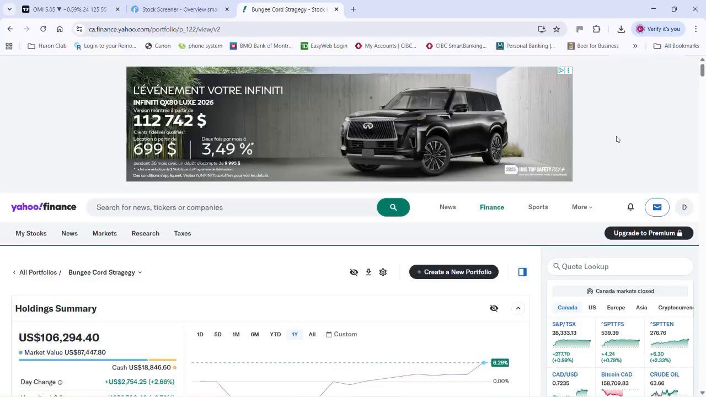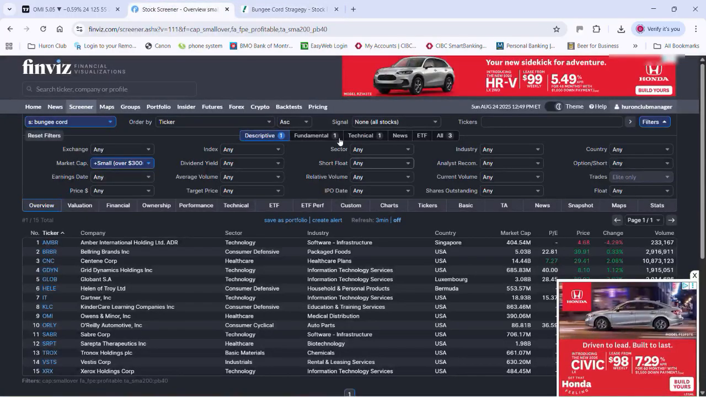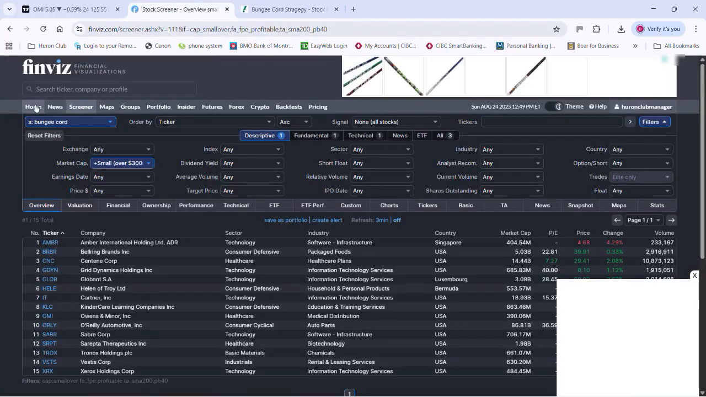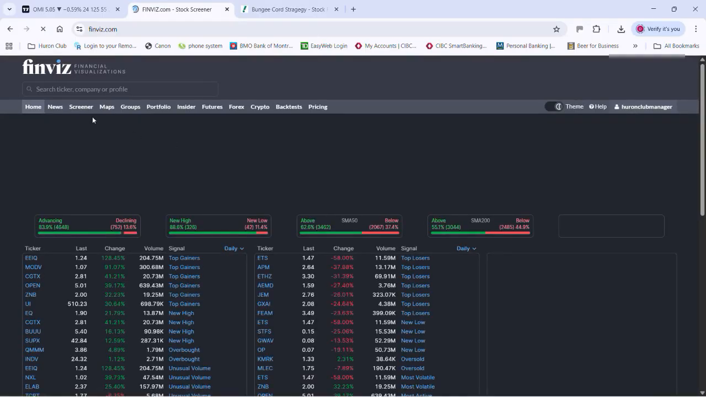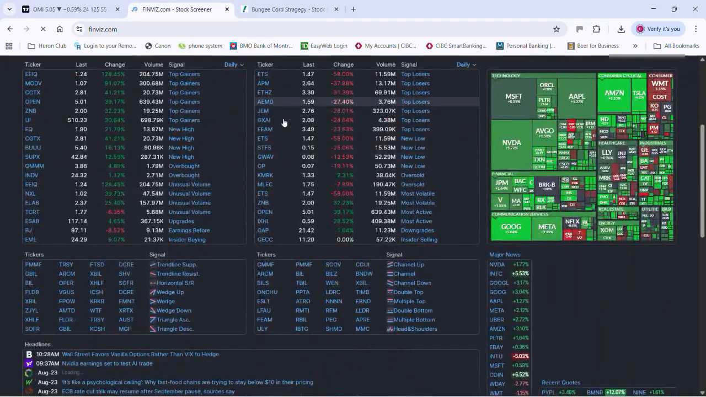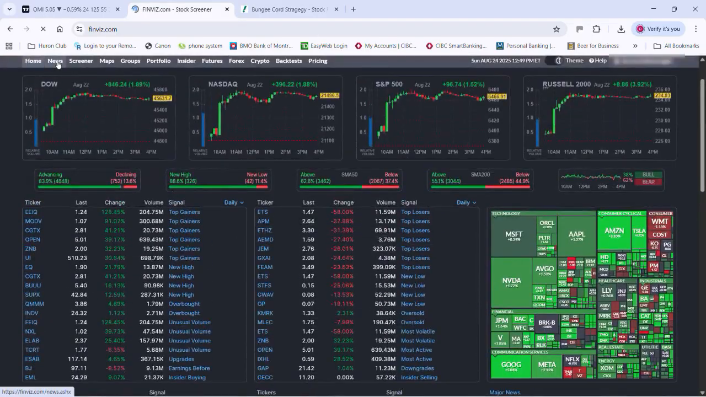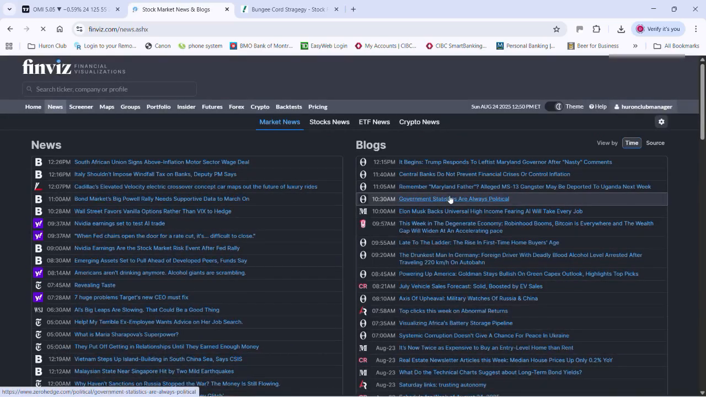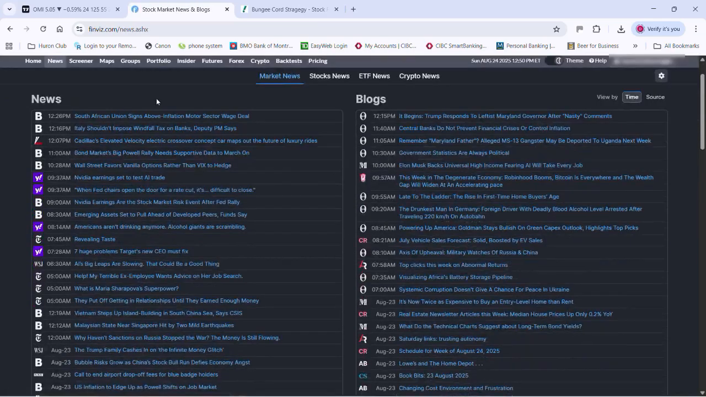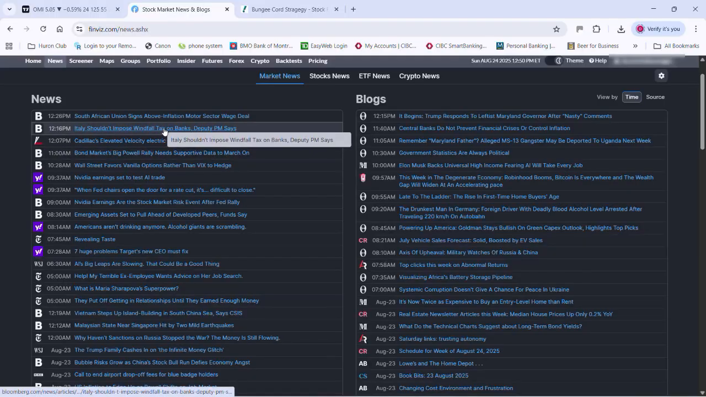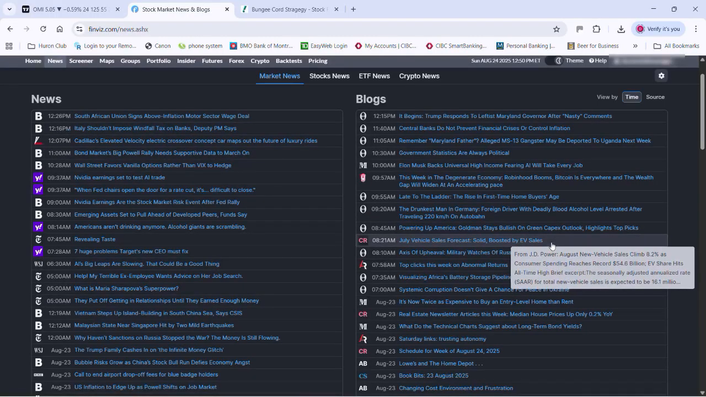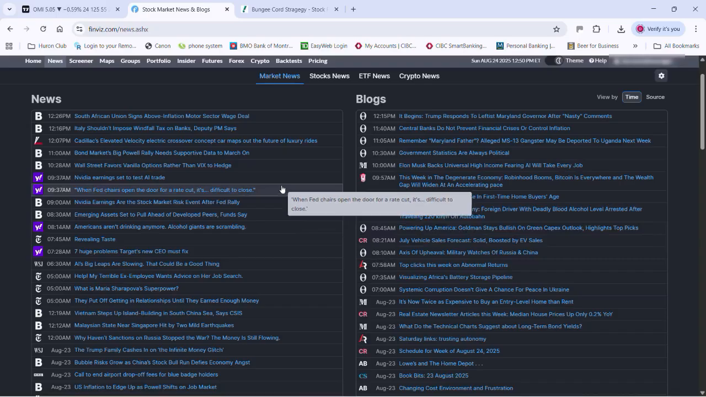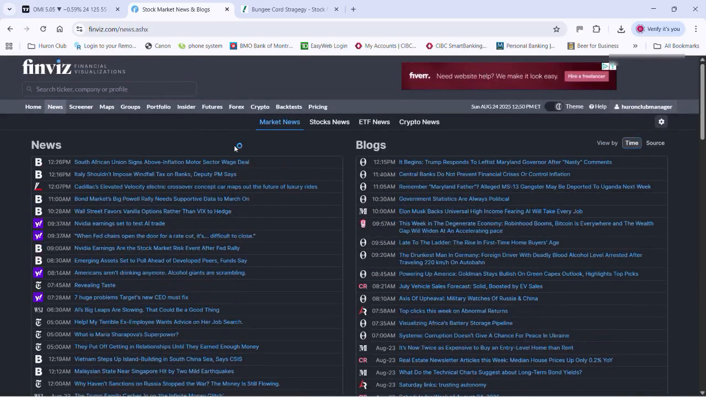FinViz has lots of great information in here. The home screen just shows what's going on in the market that day. The news section is second to none, up to date all the time with all the current news, faster than Yahoo, faster than TradingView, faster than all that stuff. So I love the news section. I play around with the groups and all that kind of stuff, but the only other one I really use a lot is the screener. And the screener here is what we want to take advantage of.